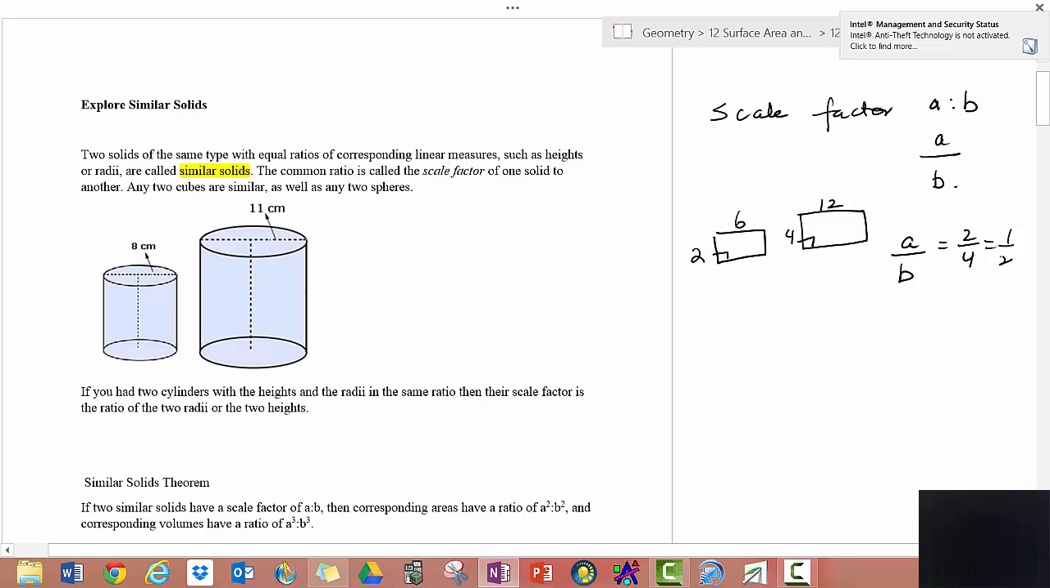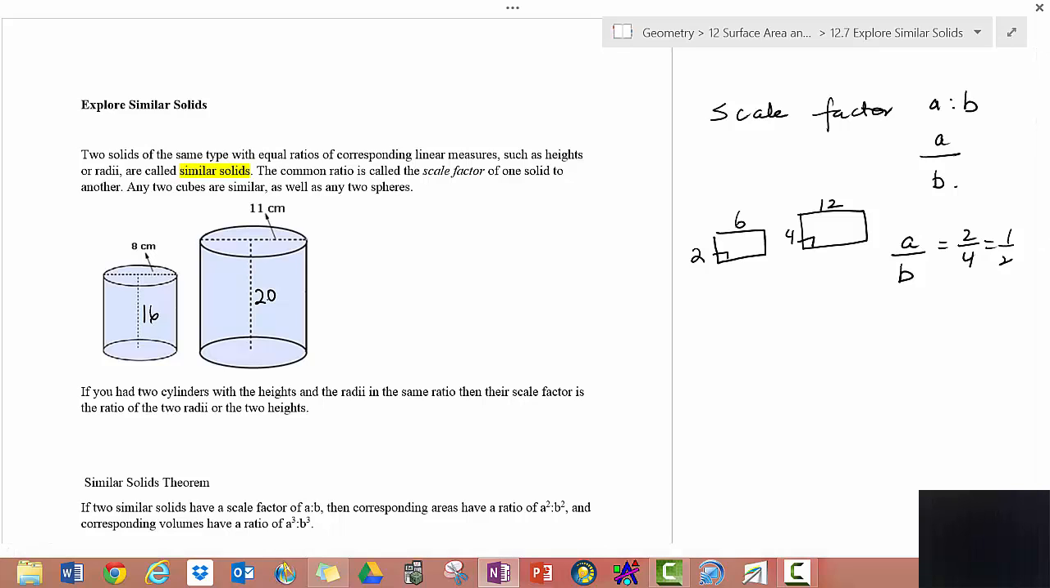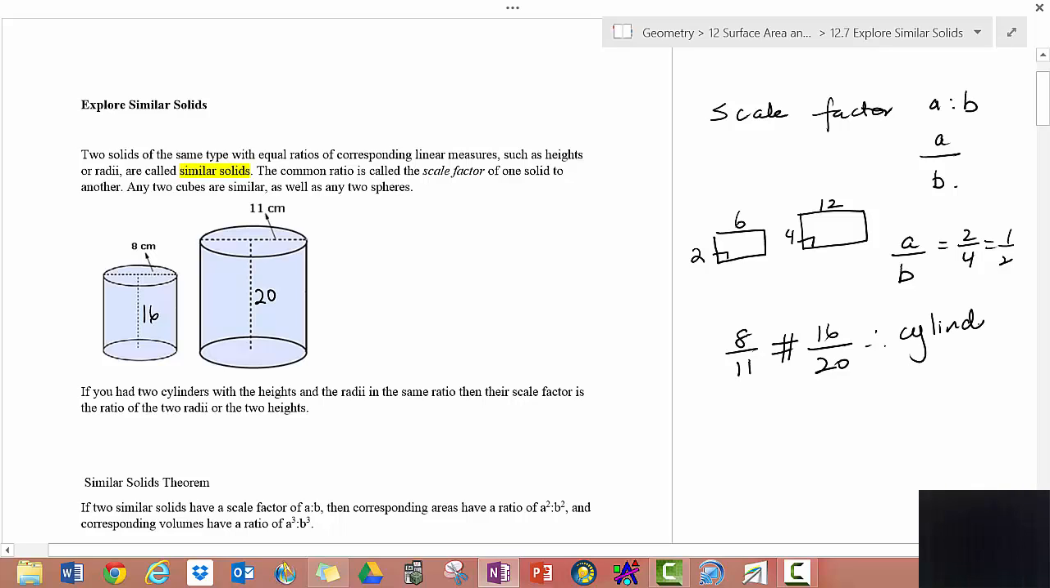And if you look at these two cylinders, you're given the radii, or rather the diameters here, but you're not given the heights. So if the heights were, let's say, 16 and 20, then 8 over 11 would not be equal to 16 over 20. So we would say they are not, cylinders are not similar.